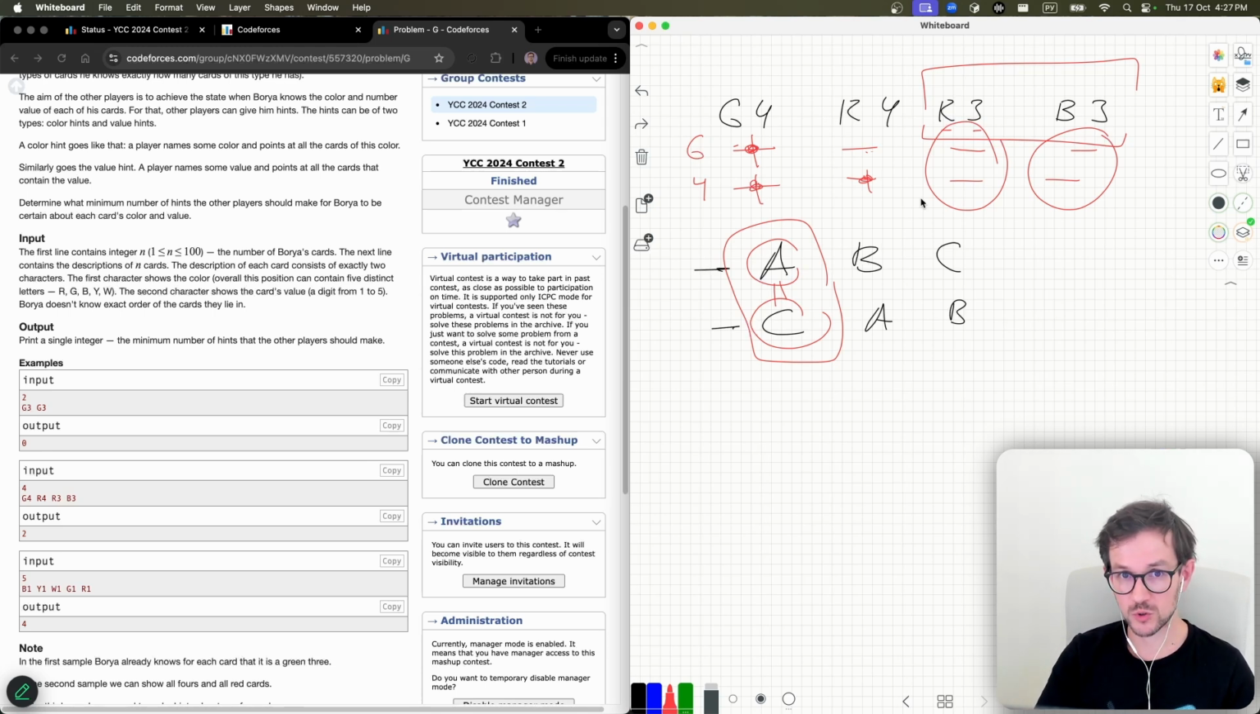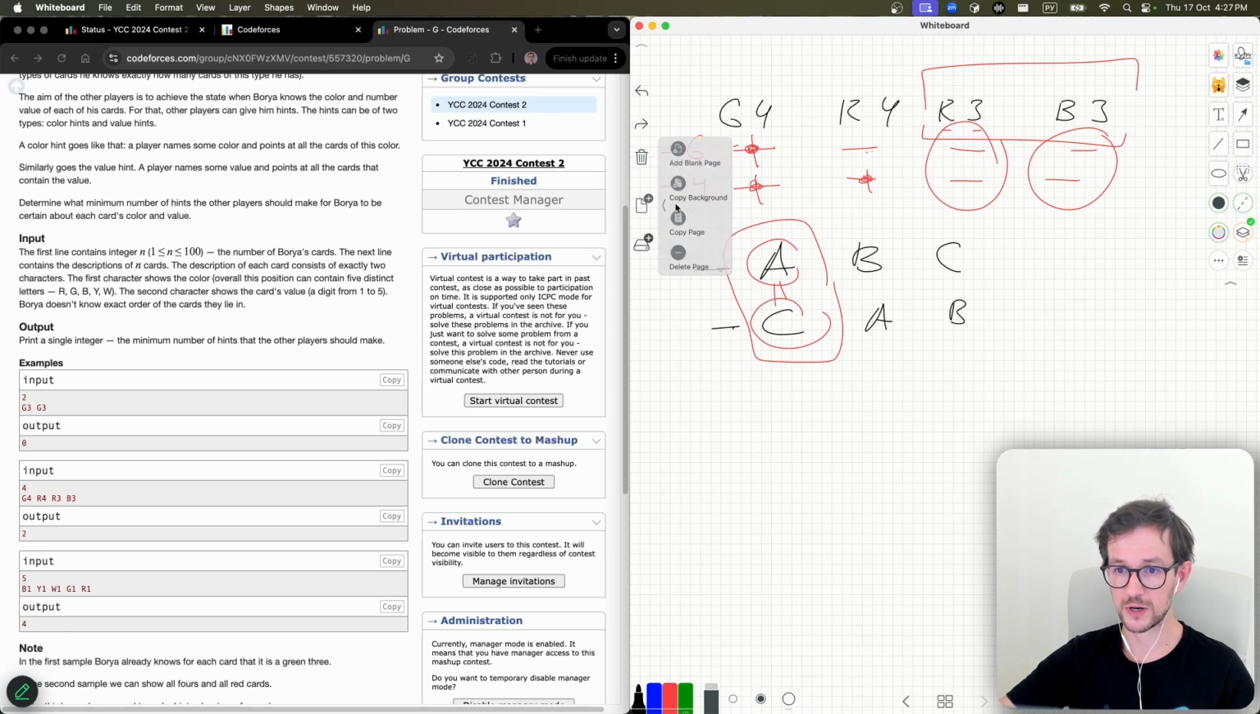Now, when you understand what's going on, you understand what you're looking for. You're looking for a set of hints such that for every pair of cards, there is at least one hint whose answer is different for these cards. So for example, let's see.